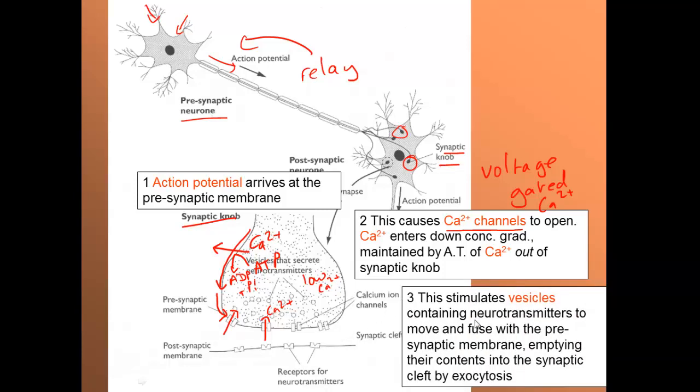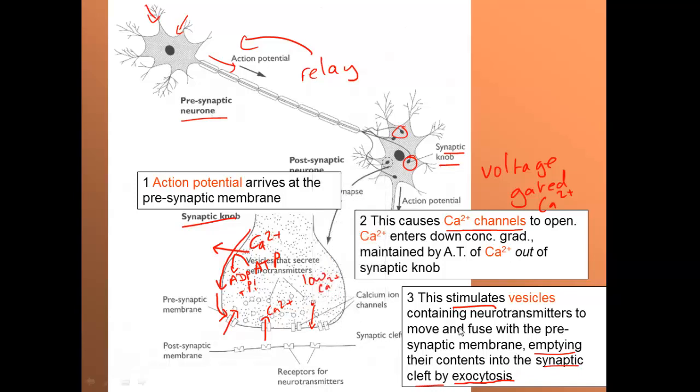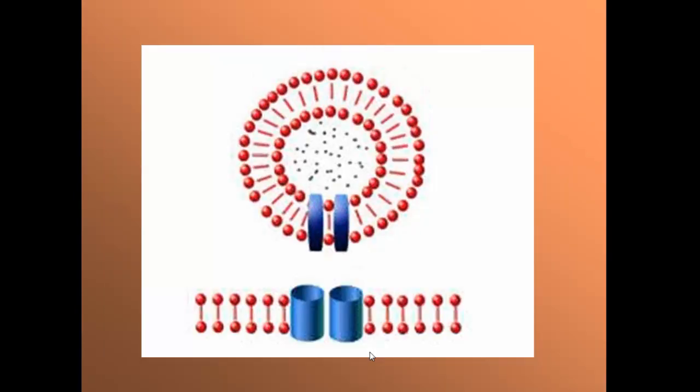So Ca2+ floods in, and that stimulates vesicles containing neurotransmitters to be moved along the cytoskeleton to the presynaptic membrane. Once they get to the presynaptic membrane, then we have exocytosis. They empty their contents into the synaptic cleft by exocytosis. And what is their contents? Well, they contain neurotransmitter. And so we have neurotransmitter put into this synaptic cleft here, which I've represented by NT.